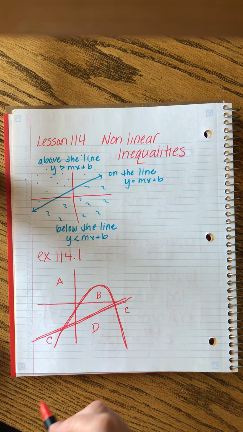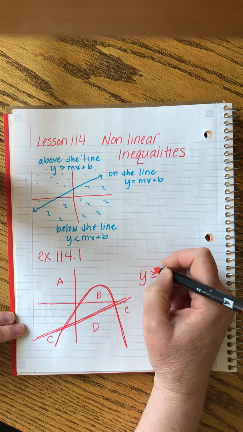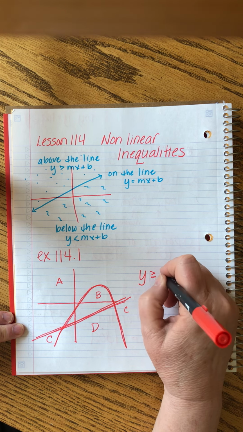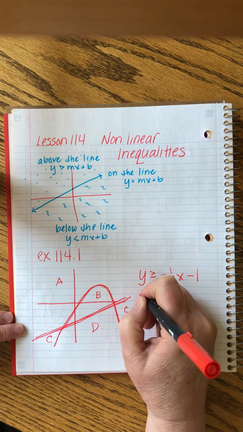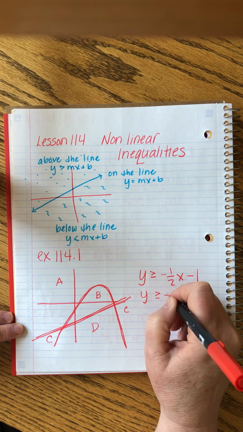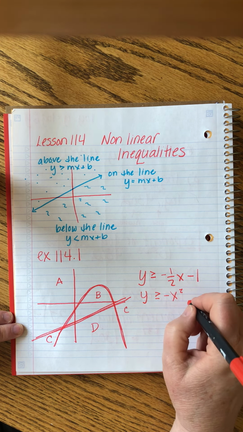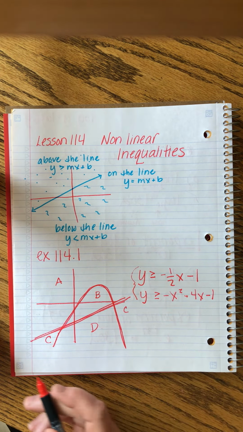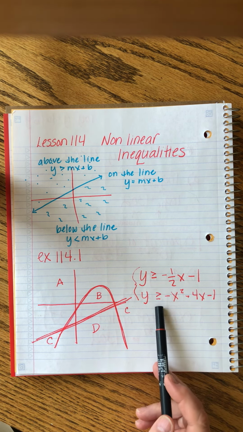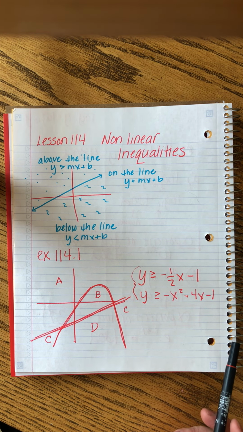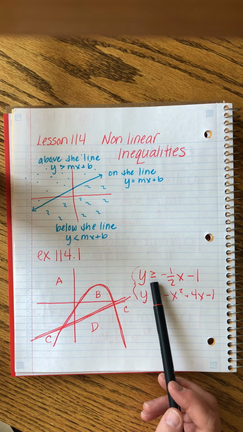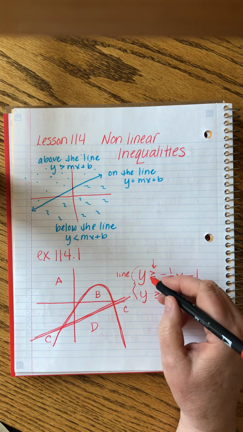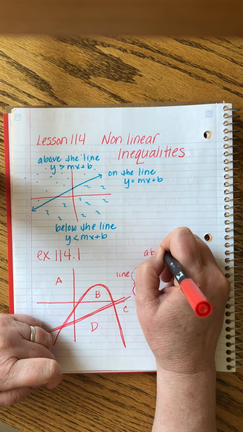Okay, so what John's asked us to find is the area where y is greater than or equal to minus 1/2 x minus 1. This is the system of inequalities that has been graphed, and we're trying to find the right regions for these inequalities. We want the area where y is above the line. This, John tells us, is the equation of a line. And this inequality is telling us that we want the region above the line.